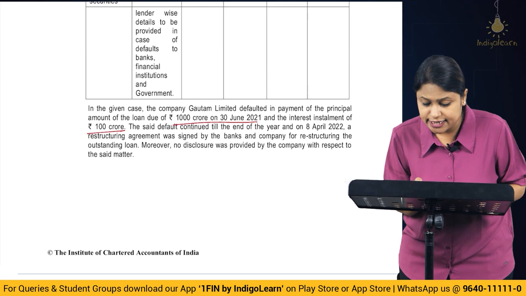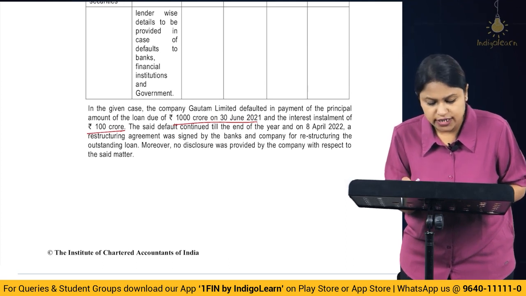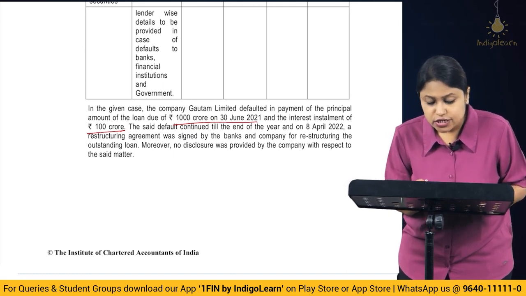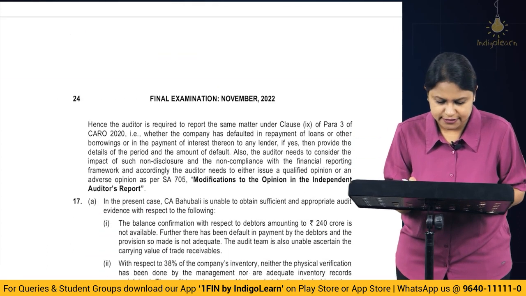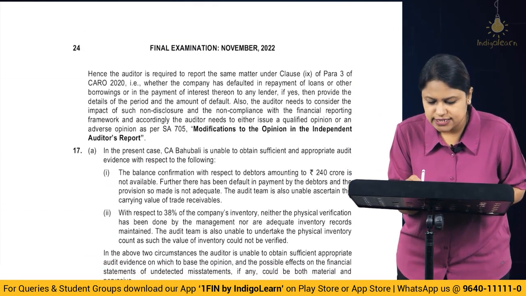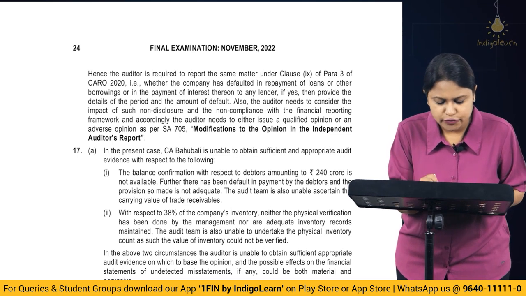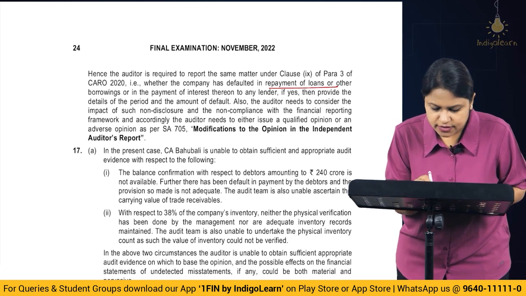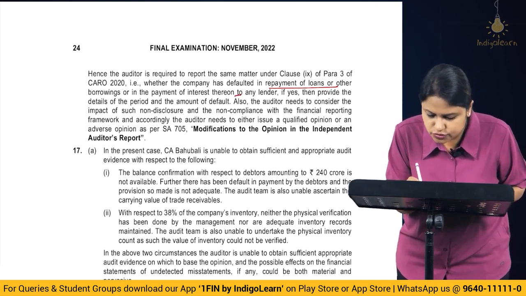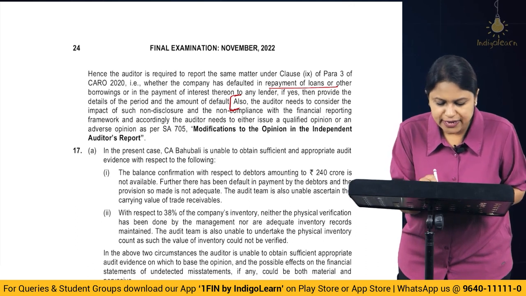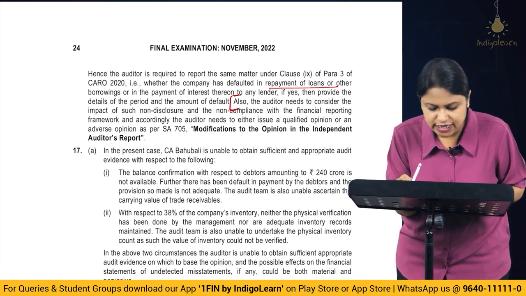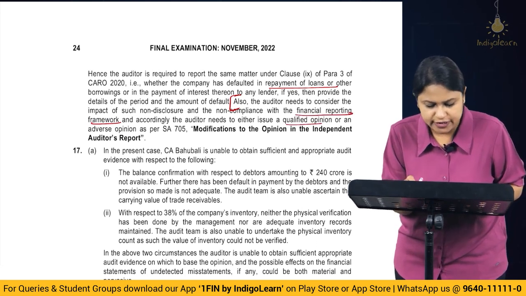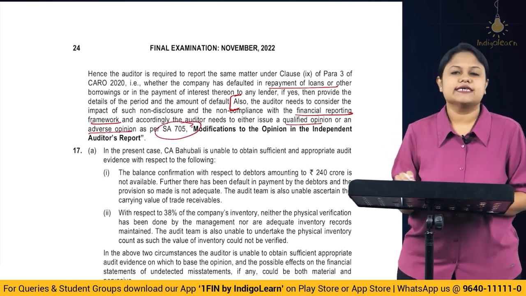The said default continued till the end of the year, and on 8th April 2022, a restructuring agreement was signed by the bank and the company for restructuring the outstanding loan. Moreover, no disclosure was provided by the company with respect to the said matter. Hence, the auditor is required to report the same under clause 9 of para 3 of CARO 2020, that is, whether the company has defaulted in the repayment of loan, and provide the details. One more very important thing: the auditor needs to consider the impact of the non-disclosure and the non-compliance with the financial reporting framework, and accordingly issue either a qualified opinion or an adverse opinion depending upon SA 705.